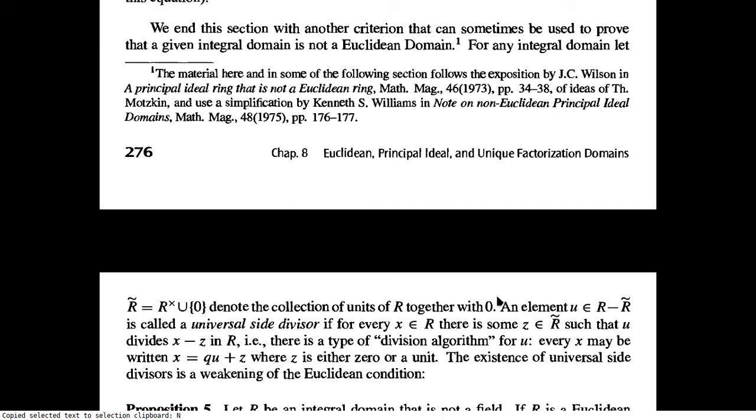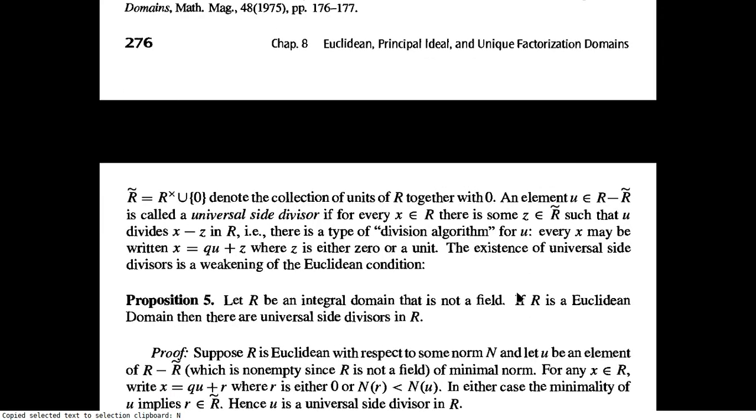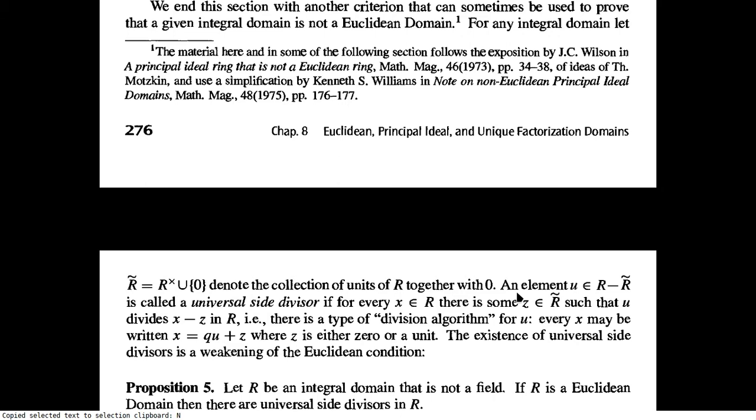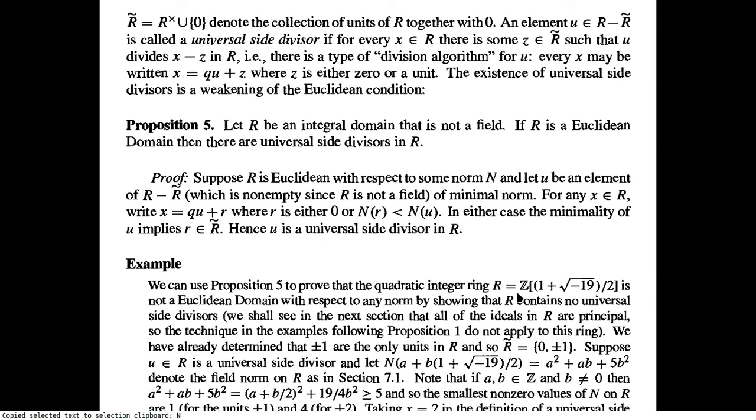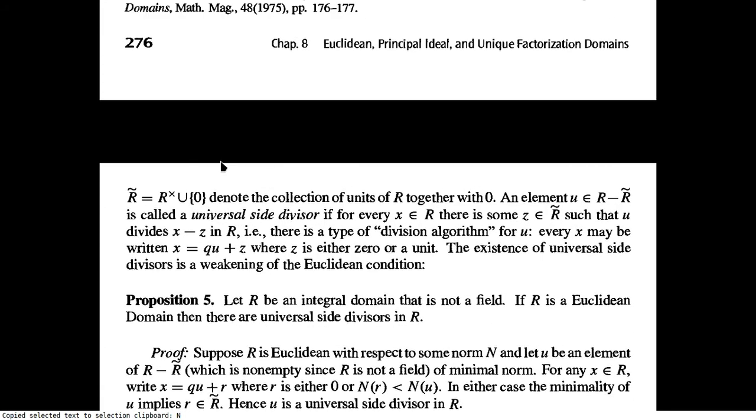So this is a way of writing the quotients and remainders, like the division algorithm, but it's a weaker condition than the Euclidean division algorithm. The proposition is that if R is a Euclidean integral domain, but not a field, then there are universal divisors in R. R is integral but not a field, but if R happens to be Euclidean, then there are universal divisors of these kinds.